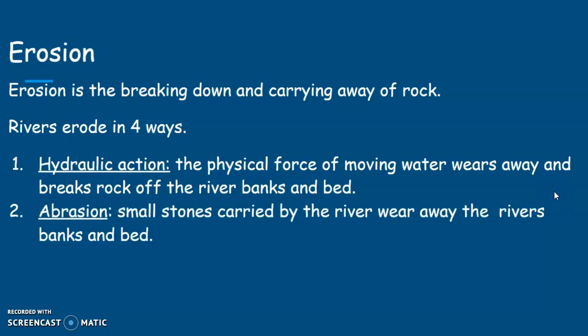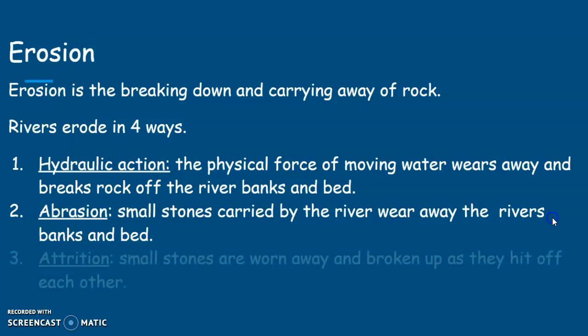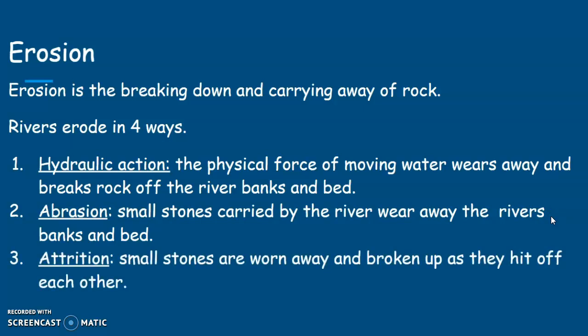The second one is abrasion. Abrasion is how small stones carried by the river wear away the river's banks and the riverbed. So think of these little stones that are being tossed around by a flood in the river, by the force of the moving water. They hit against the riverbed, and when they hit against the riverbed, they break it a little bit or they wear it away a little bit. That's your abrasion.